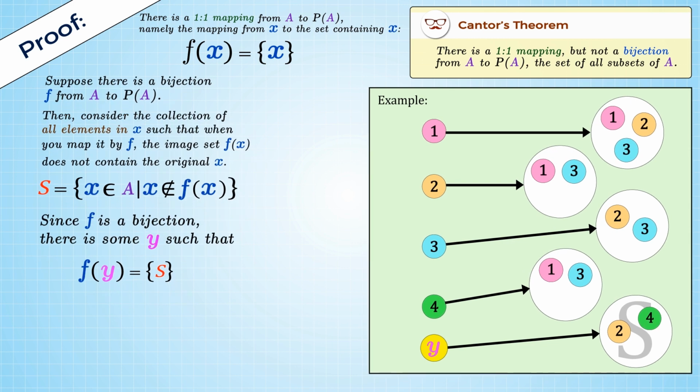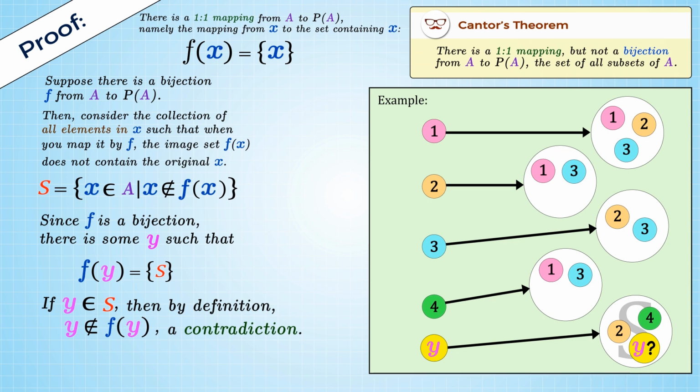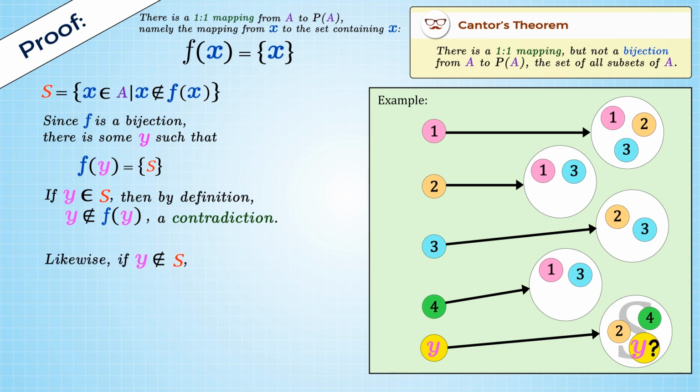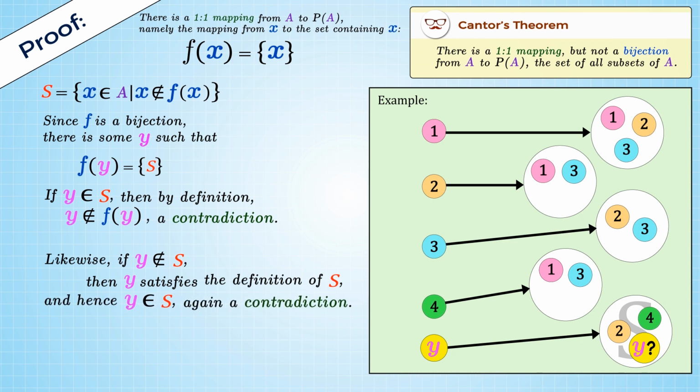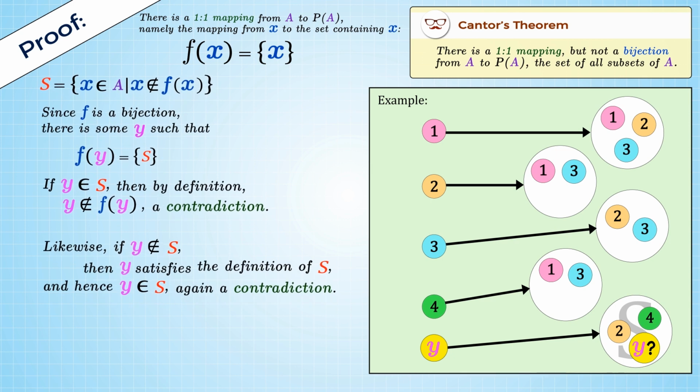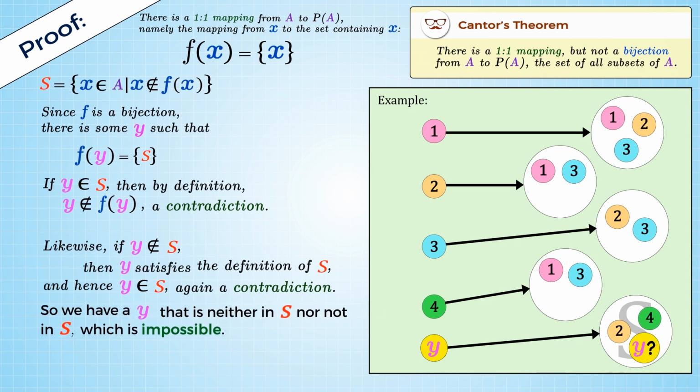Now we ask ourselves, is y in S? Well, if y is in S, then by definition, y is not in f(y), a contradiction. Likewise, if y is not in S, then y satisfies the definition of S, and hence y is in S, again a contradiction. So we have a y that is neither in S nor not in S, which is impossible. Hence, no such bijection f can exist.